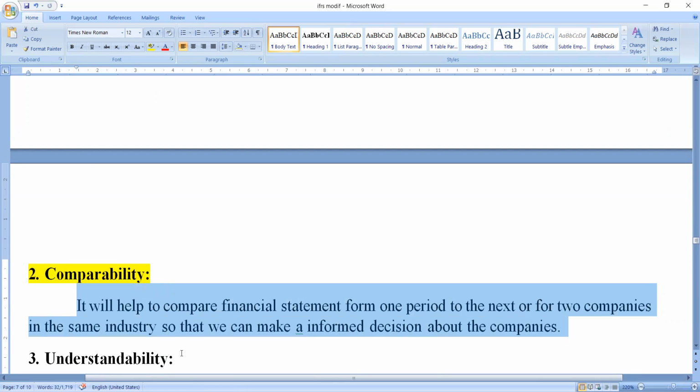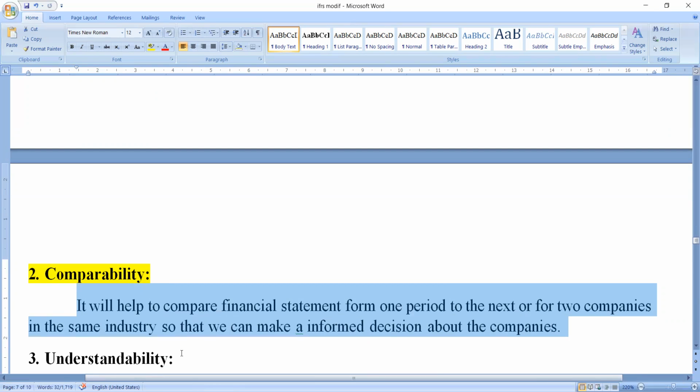What is meant by comparability? Comparability is nothing but it will help to compare the financial statement from one period to the next, or for two companies in the same industry, so that we can make an informed decision about the companies.